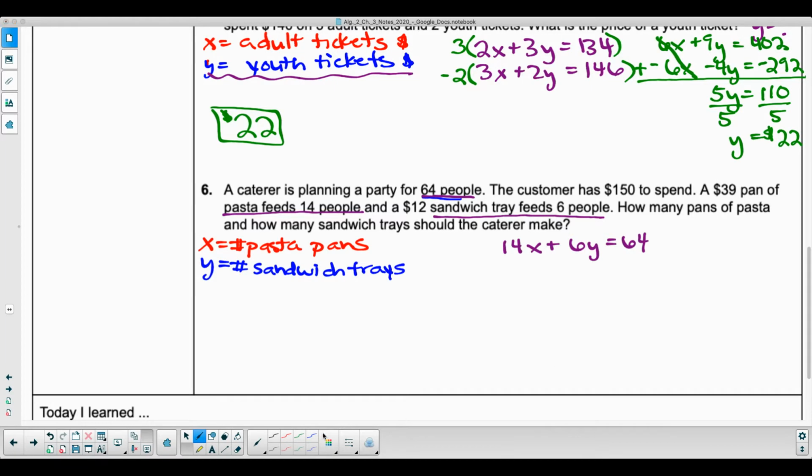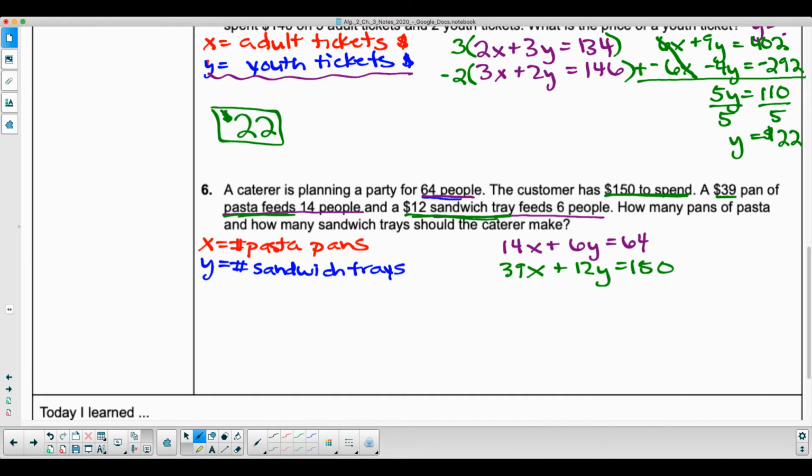All right, next, it looks like we are comparing, and I'll do this in a different color so you can see, we're comparing the cost. So our total cost is $150. Our pasta is $39, and our sandwich trays are 12. So $39 for each pan of pasta plus $12 for each sandwich tray has to add up to, or can only add up to, $150.